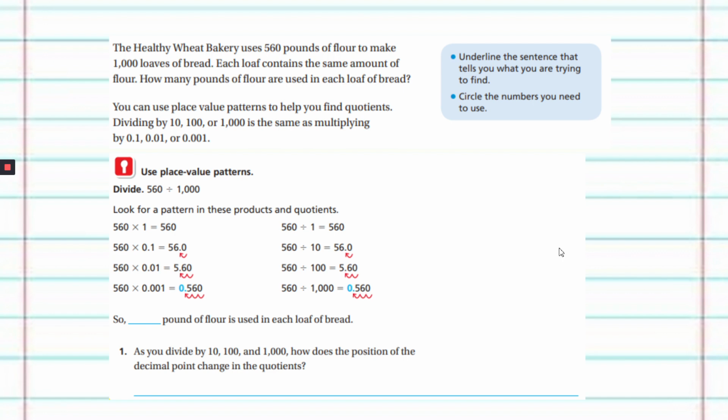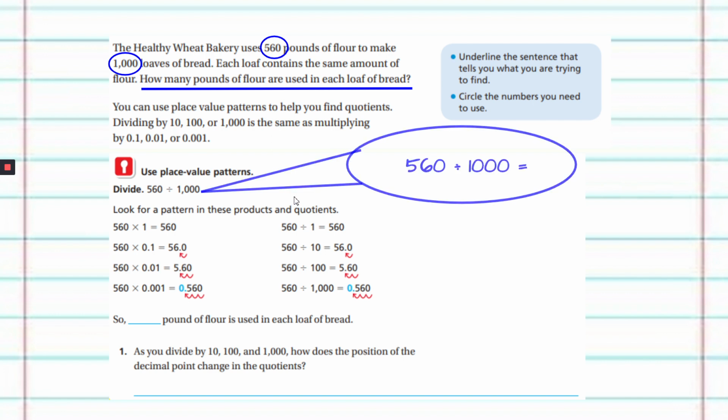Okay, so underline the sentence that tells you what you are trying to find. How many pounds of flour are used in each loaf of bread? Circle the numbers needed: 560 and 1,000. So we're going to divide 560 by 1,000. The reason it's 560 by 1,000 is because that's how much flour we have divided by the amount of loaves.